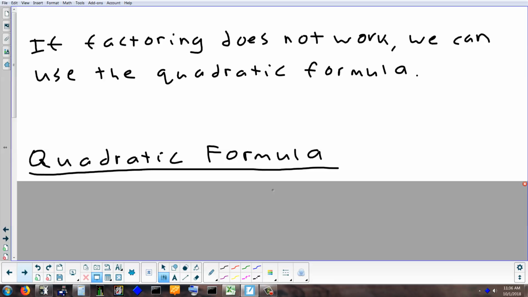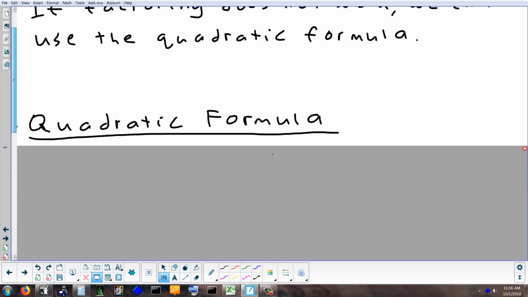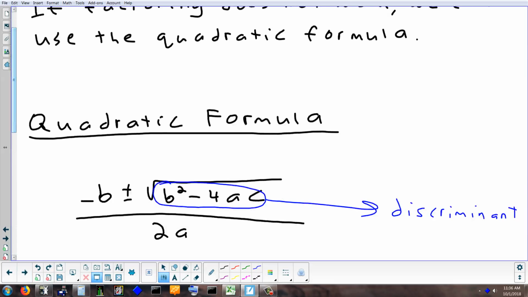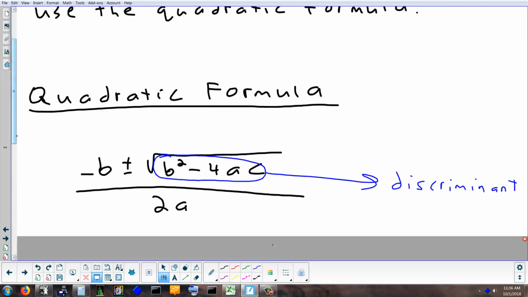Is it -b plus or minus the square root of b squared minus 4ac over 2a? Perfect. Yeah, exactly. Well done. Some people don't remember it, but that's perfect. Some people have like a song they sing. Yeah, you got a song? Yeah, here you go. Whatever works.